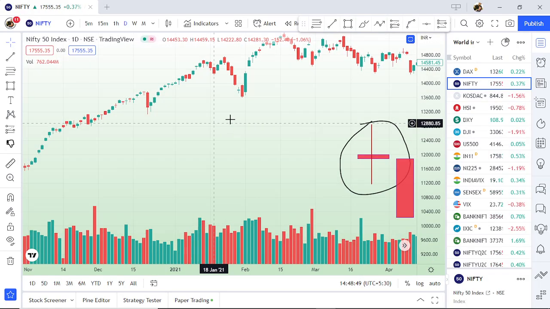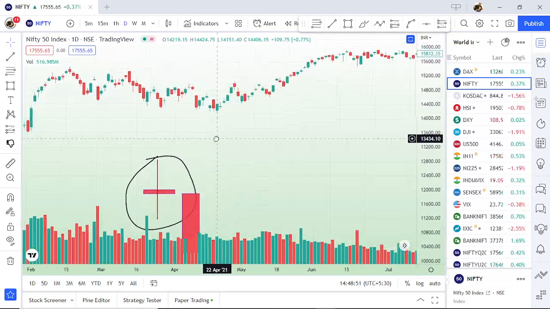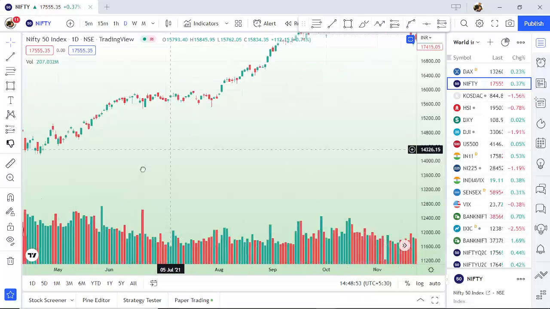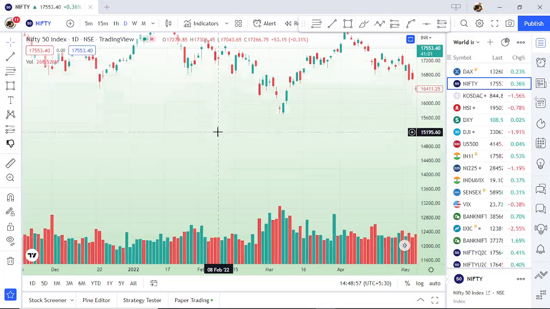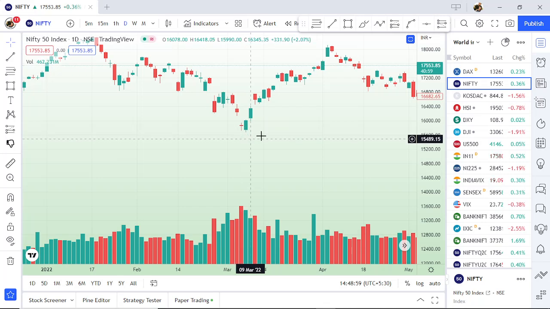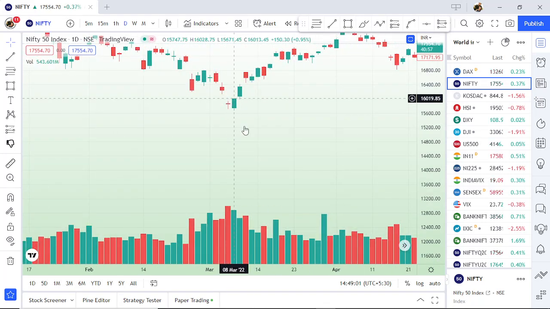Okay, so let's look at some more doji candles, so that you understand what I'm talking about here. Here you see a doji, right? This is a doji candle. And then the next day it is a green candle. So what you do, we go long, right?